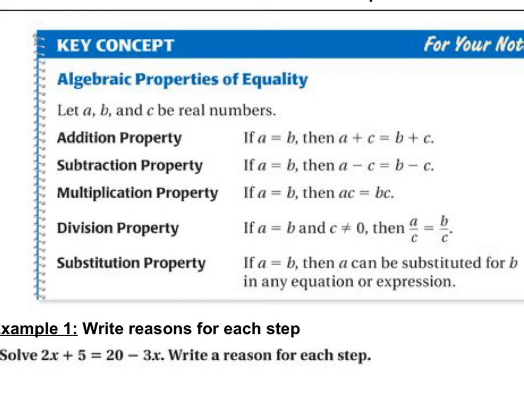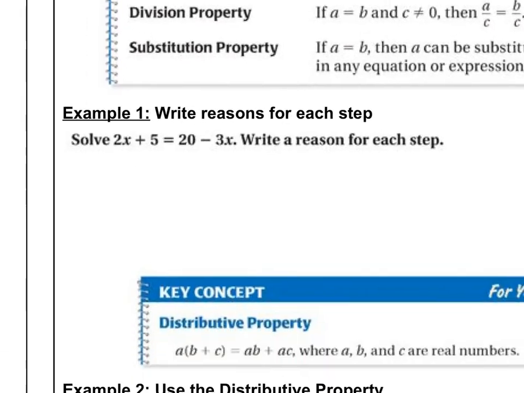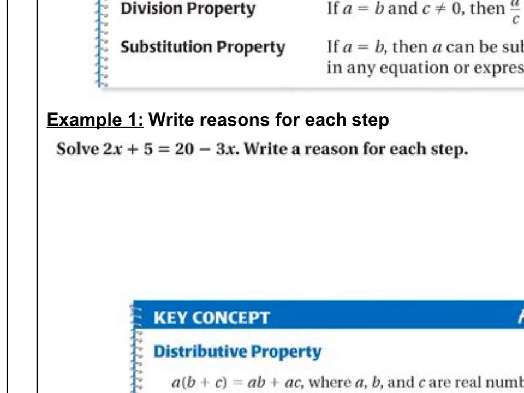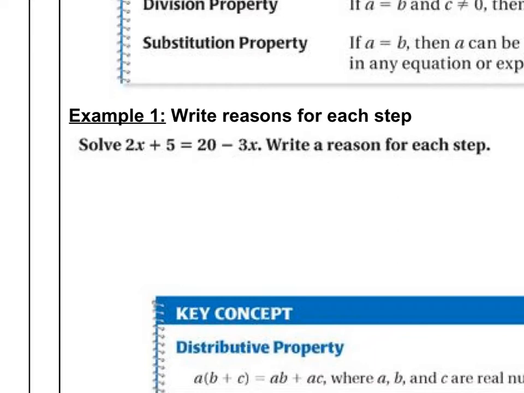So if we add the same number to both sides, it's the addition property. If we divide, it's the division property. Simple as that. Okay, so let's take a look here at example number 1. What they want us to do is solve 2x + 5 = 20 - 3x, and they want us to give a reason for each step.